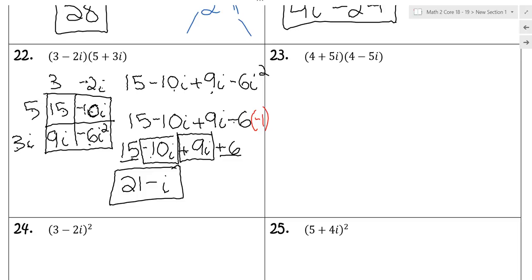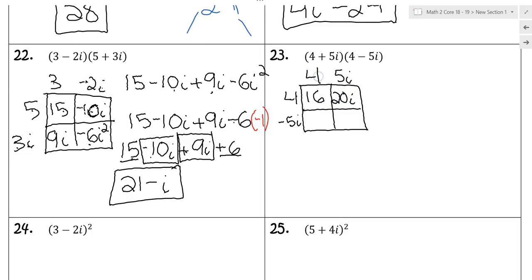All right, looking at 23, same type of thing. I have 4 and positive 5i, and 4 and negative 5i. 4 times 4 is 16. 4 times 5i is 20i. 4 times negative 5i is negative 20i. Negative 5 times 5 is 25. i times i is i squared. Again, a lot of people are still adding these last ones, so be careful that we are multiplying there.